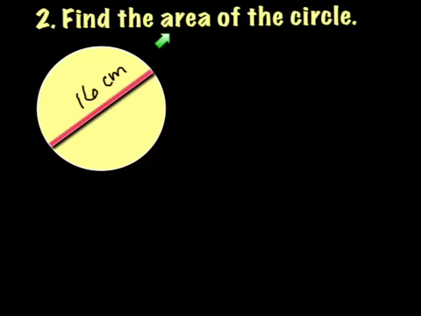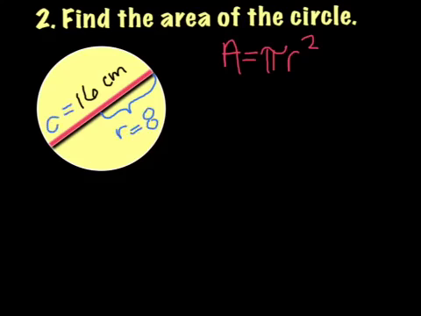Okay, problem 2. Now we have to find the area of this circle. So we need to write down our area formula. So recall area is pi r squared. So let's look at our picture. What we're given is actually the diameter, not the radius. So remember, the radius is half of the diameter. So half of this would have to be 8, since 16 is the diameter.